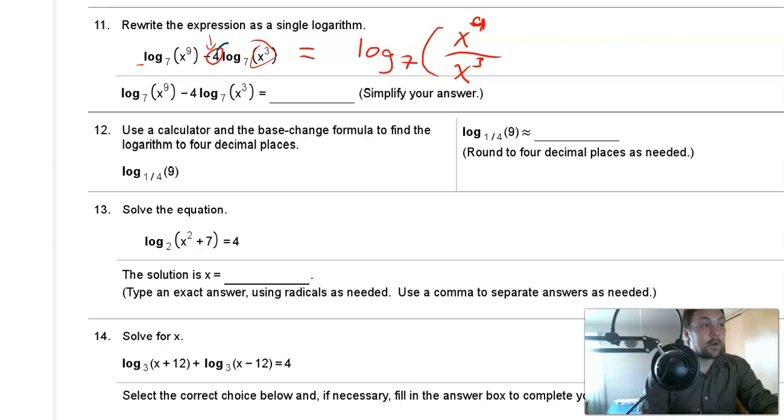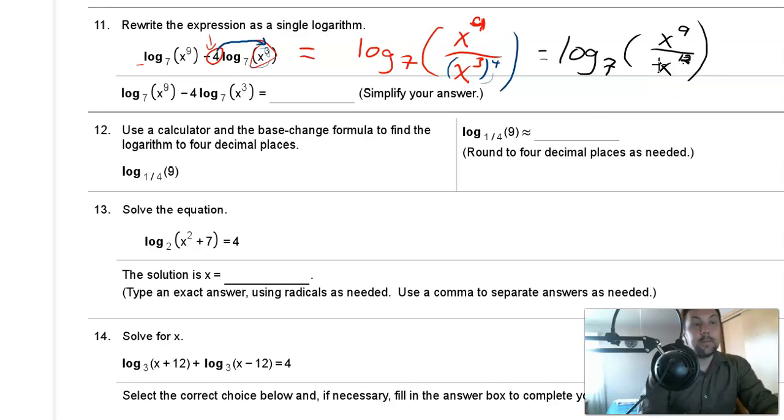So this 4 is going to be brought back in here and become a power on this x to the 3rd power. And so we're going to raise this x to the 3rd power to the 4th power, right? Which means we will multiply those numbers together, because whenever you have one power raised to another power, you multiply. So we'll have log base 7, almost said 10, log base 7 of x to the 9th power over x to the 12th power.